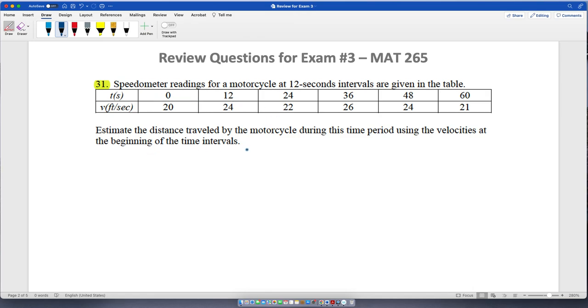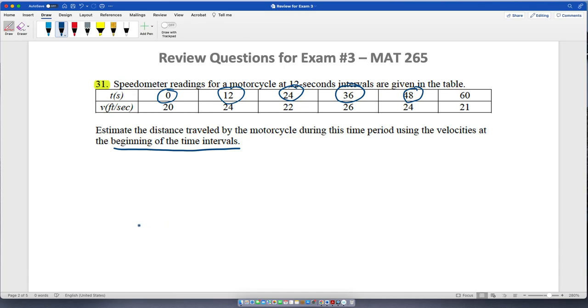So estimate the distance traveled by this motorcycle using velocities at the beginning of the time intervals, the beginning. So is that a left or a right? To the left, right? We start at the left. We read from left to right. So it's the beginning of the time, zero, so we're going to use zero. We're going to use this one, this one, this one, this one, this one. But we won't use that one, okay?